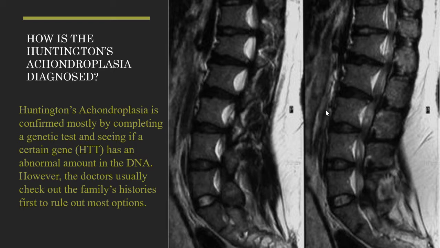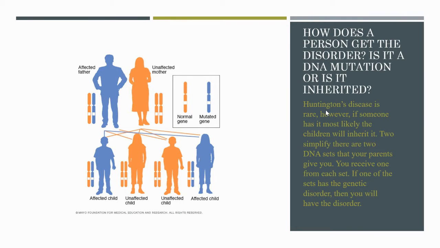How does a person get this disorder? Is it a DNA mutation or is it inherited? So, a DNA mutation for Huntington disease is very rare. It's very rare. However, if your parents have Huntington disease, as shown in the diagram, it's very likely that you will have Huntington disease. Even if there's one mutated gene and there isn't two mutated genes, 50% of the children will be affected, shown in the diagram below.